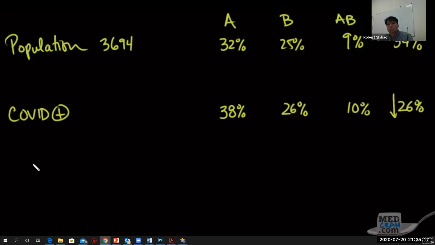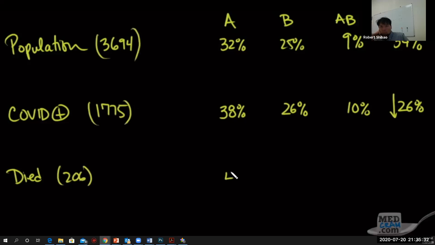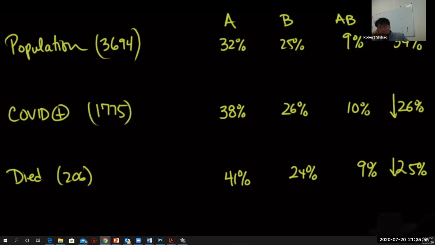Then they looked at those that had actually died. And these were in 206 patients. The COVID patients that were positive were 1,775. So in those that died, 41% were type A, 24% were type B, 9% type AB, and 25% were type O. Again, statistically significantly lower. And they looked at several other populations in this study, and it held true across the board. In fact, they also felt that type O blood actually helped in terms of reducing the actual infection or entry of the virus into the cells because of antibodies.